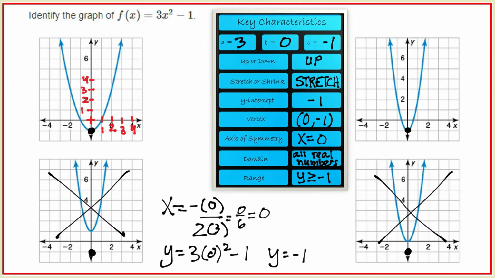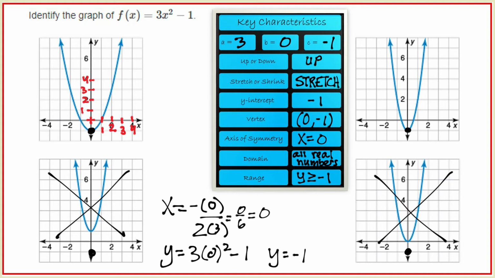So both of the top graphs have the same vertex. They have the same axis of symmetry. They have the same y-intercept. They have the same domain and range. The only difference between those two graphs is the vertical stretch or shrink.